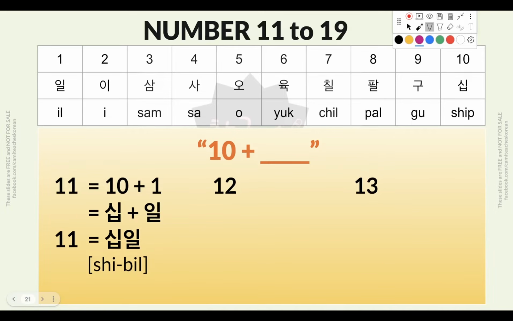So, ito pong B, akyat dito. So, imbis na ship-il, magiging shibil na siya. Gets po ba? So, that's what we call the resyllabification rule. So, shibil is number 11.